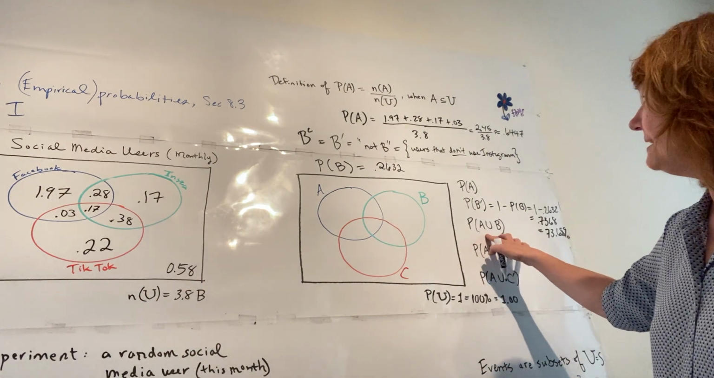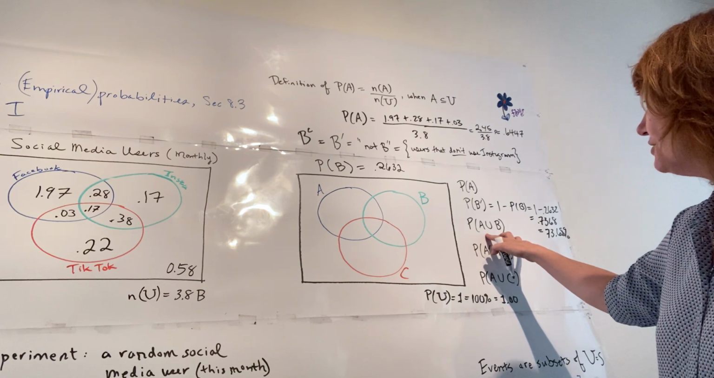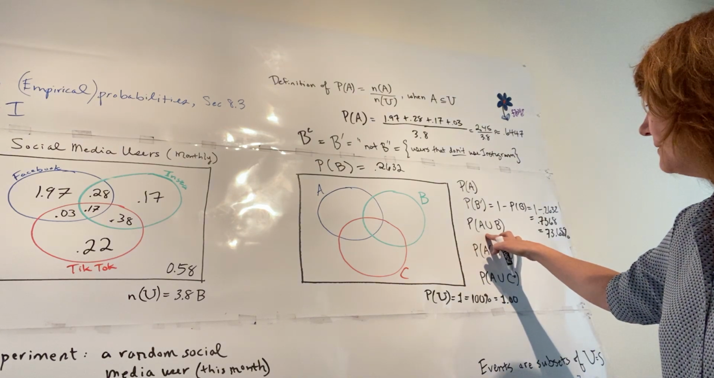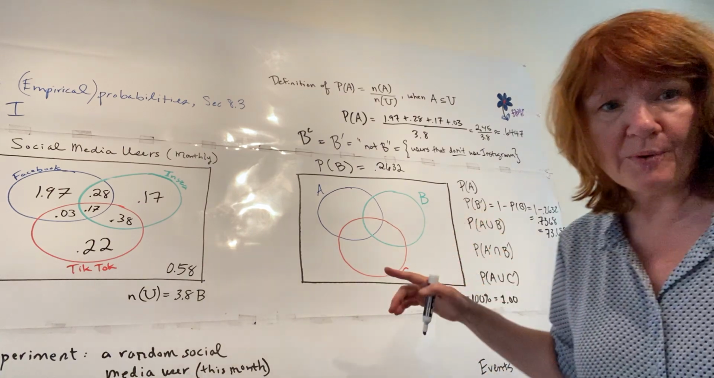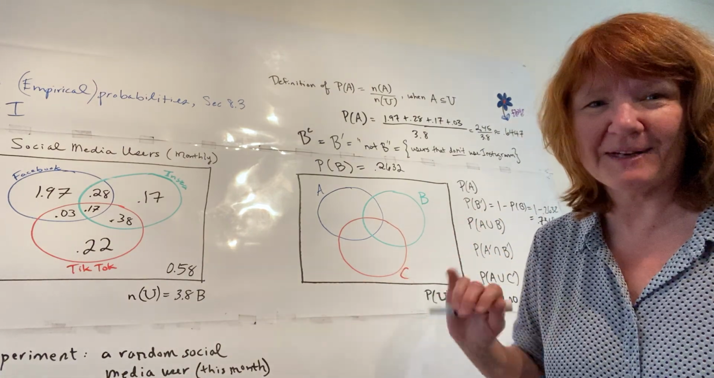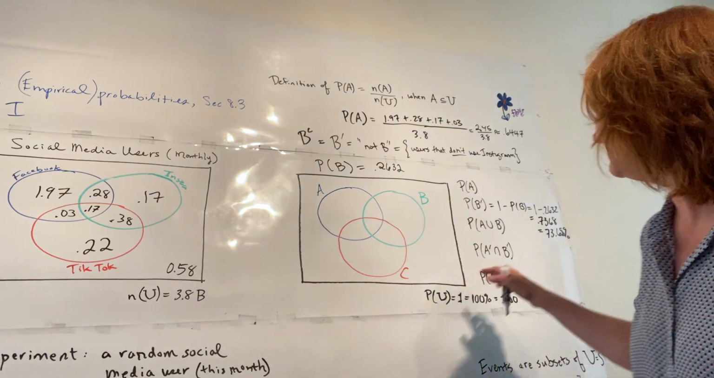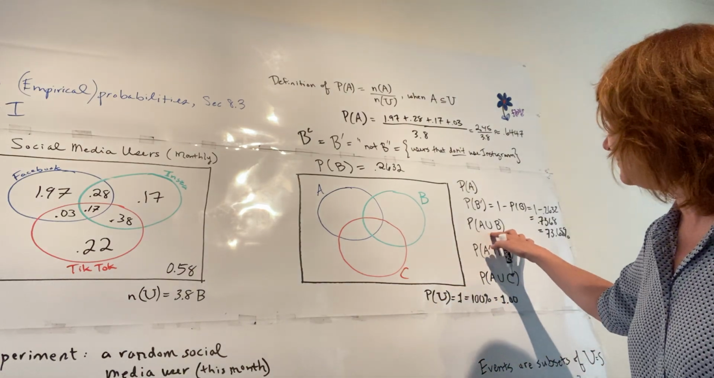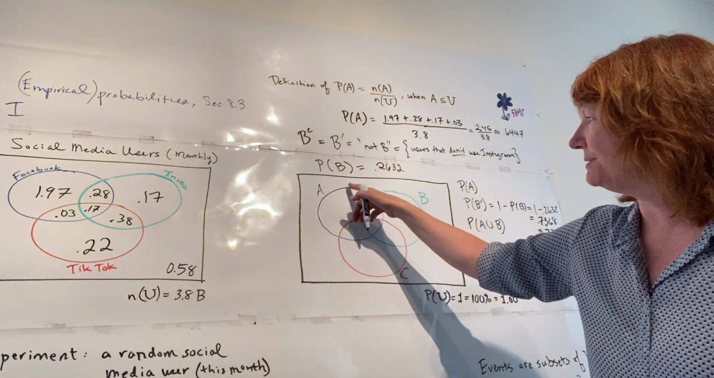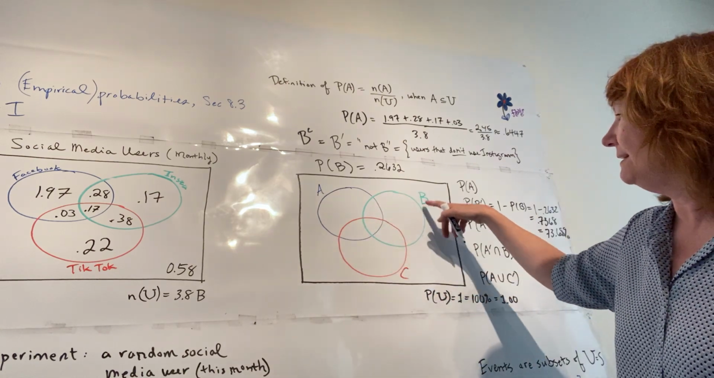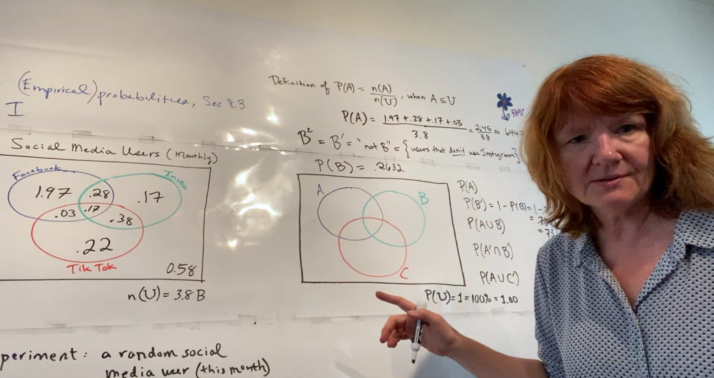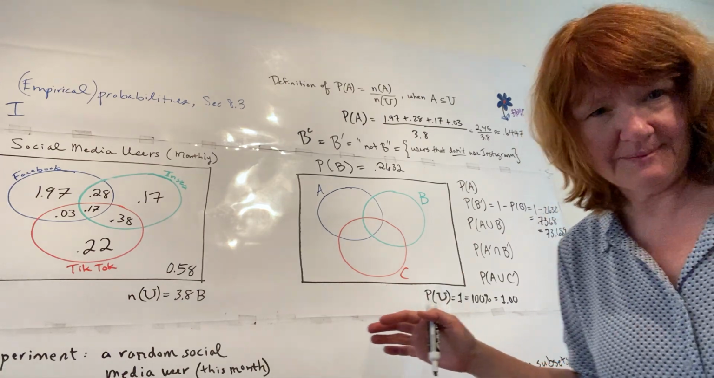We'll try one more of these using the addition rule: the probability of A union B. I'll pose the question now. You can think about it and pick up the answer in the second half. The probability of A union B is supposed to be equal to the probability that they're in A plus the probability that they're in B minus the probability of what set?